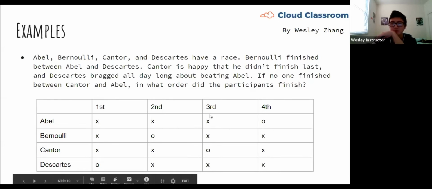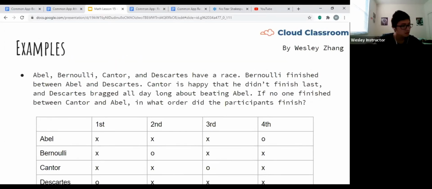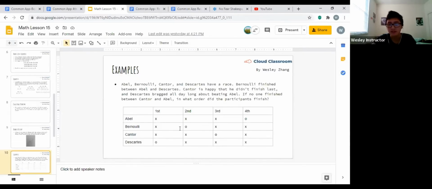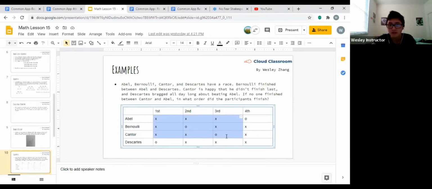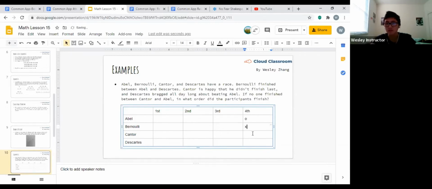All right, so we put a circle here. Actually, let me exit. I think this will make it easier. All right, this will take a while. All right, so we know Abel finished last. That means no one else can be last place. And that means he is not any of these places.